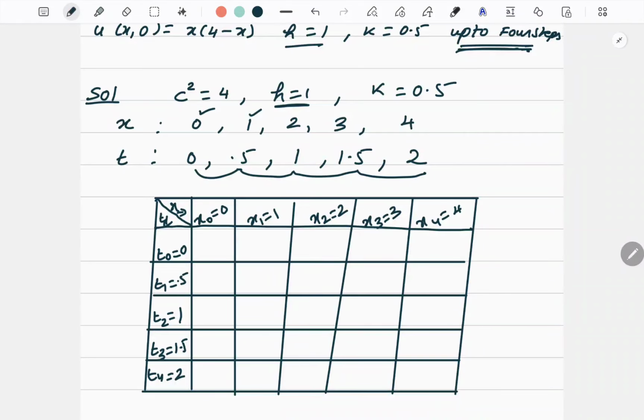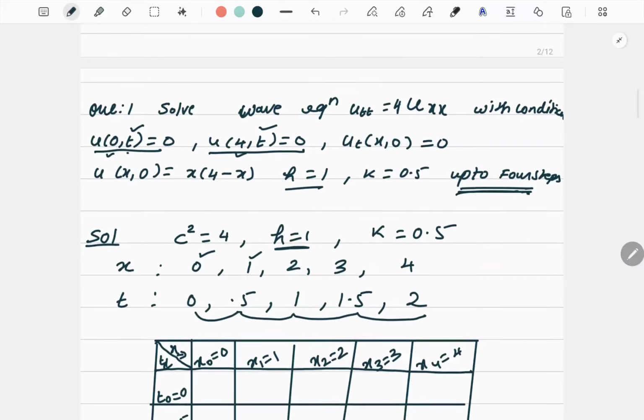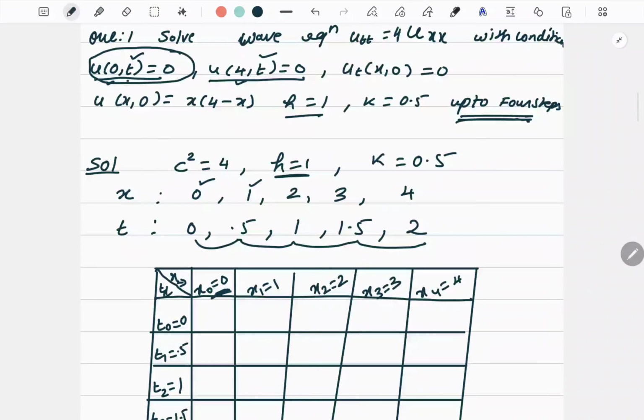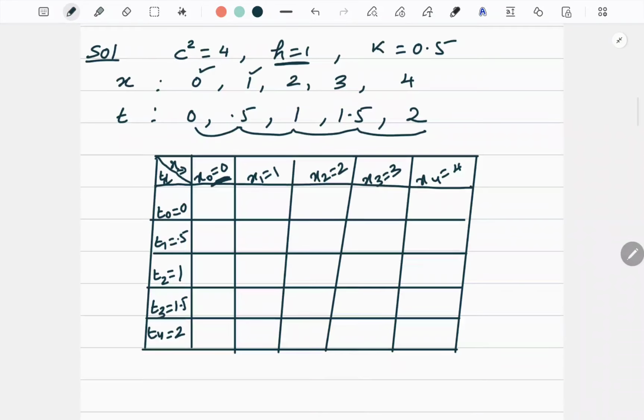Now, what is the first thing given in the question? First you go back to the question and look at this. What does it mean? It means when x is 0 and t is changing. Where x is 0, tell me. Now look here. X is 0. And if I move in the first column, t is changing. And they are telling at this point u value is 0. Means all the values in the first column are 0. So when I say u(0, t) is equal to 0, it implies first column is equal to 0.